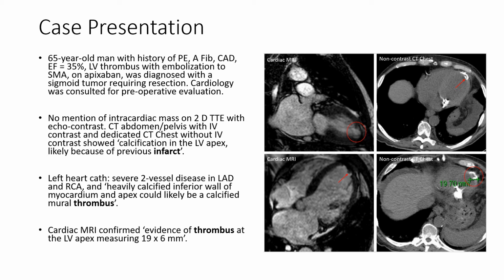A cardiac MRI the next day confirmed evidence of thrombus at the LV apex measuring 19 by 6 millimeters. And then when we went back to the non-contrast CT, as you can see in these pictures, it was easier to delineate that there was indeed a separation between the areas where the thrombus was and the calcified infarcted myocardial wall was.